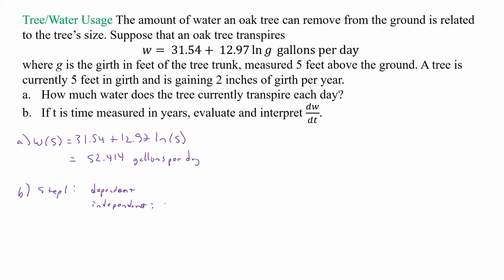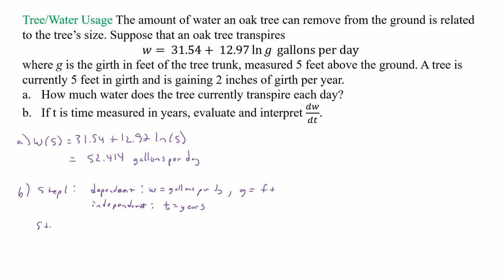Well, independent is T, and that's measured in years. And what are the dependent ones? Well, we've got W and we've got G. So W is going to be how much it transpires, and so that's gallons per day. And we also have G, which is our girth, and that's going to be in feet, it says. Okay, so that is step one. We've kind of identified our variables.